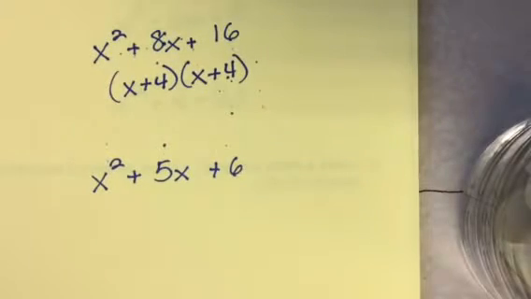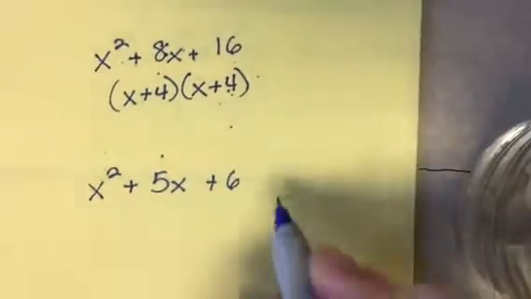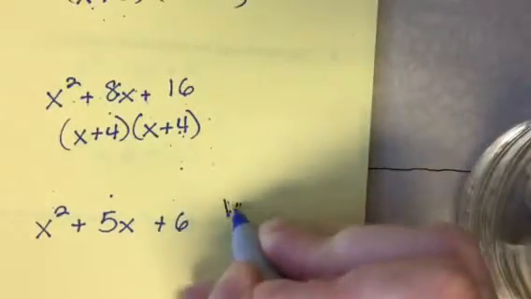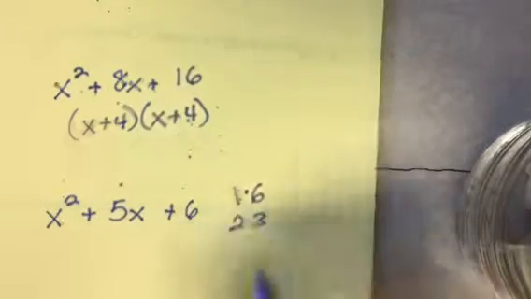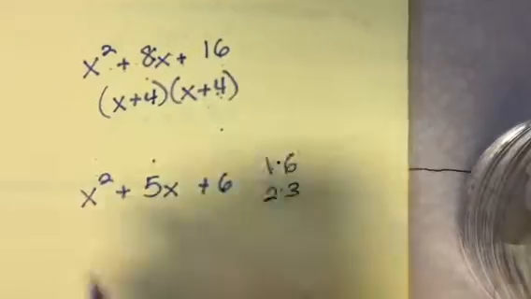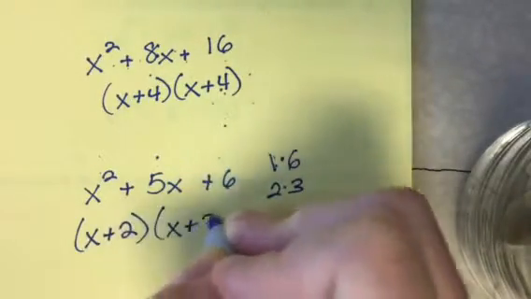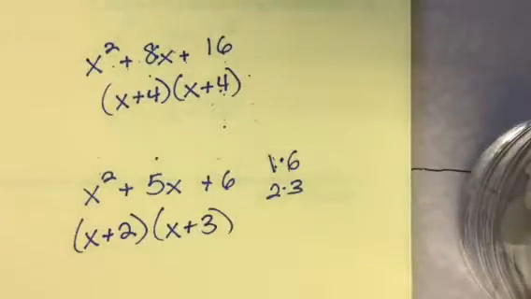Okay, what multiplies to get 6 but adds to get 5? Well, sometimes if you're a little stumped, I make a list of what multiplies to get 6. Well, 1 times 6 does, and 2 times 3. Which of those would add to get 5? Well, 2 and 3 add to get 5, so that's what it came from, x plus 2 times x plus 3. That's our factoring. What were the parentheses that started it?